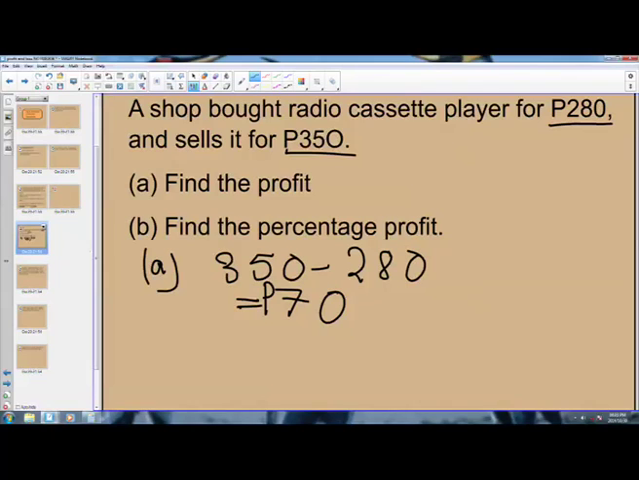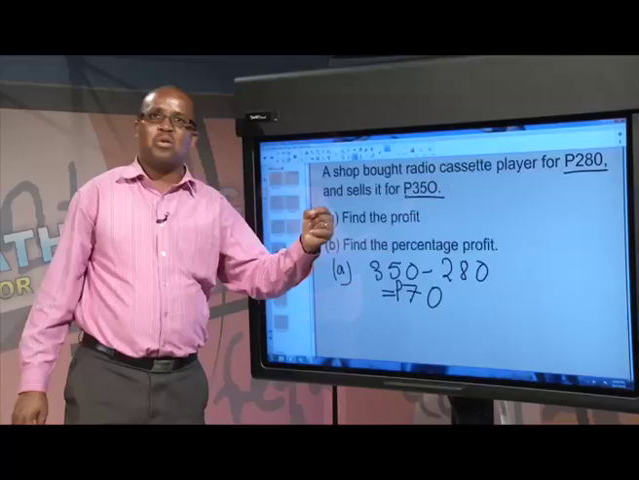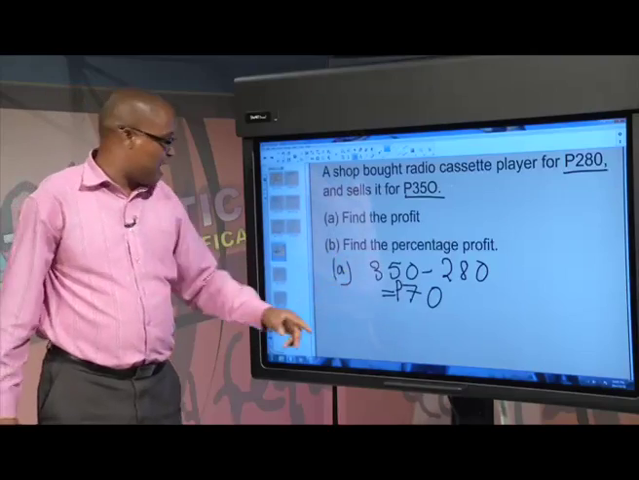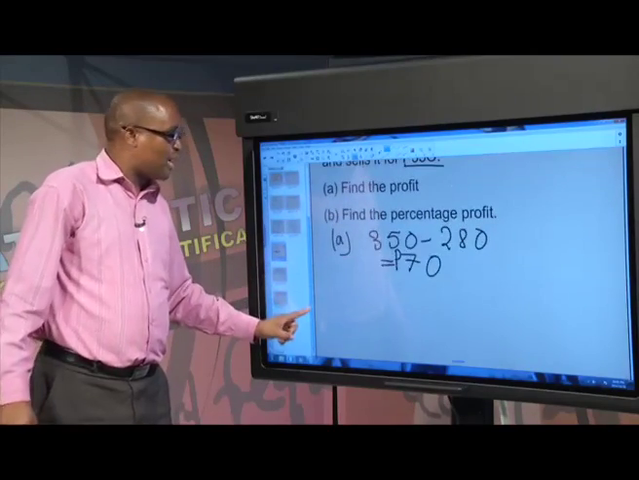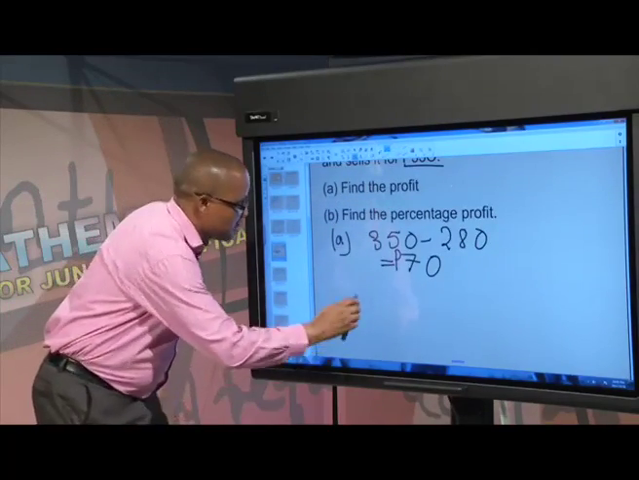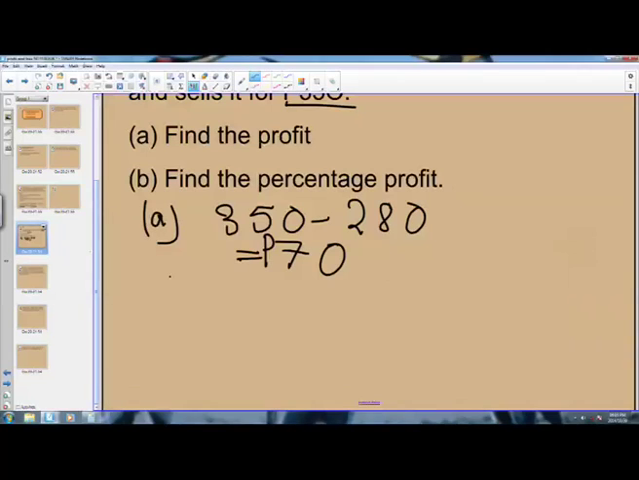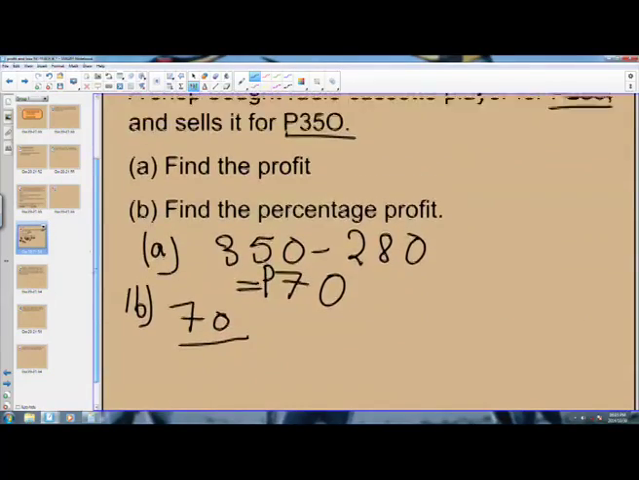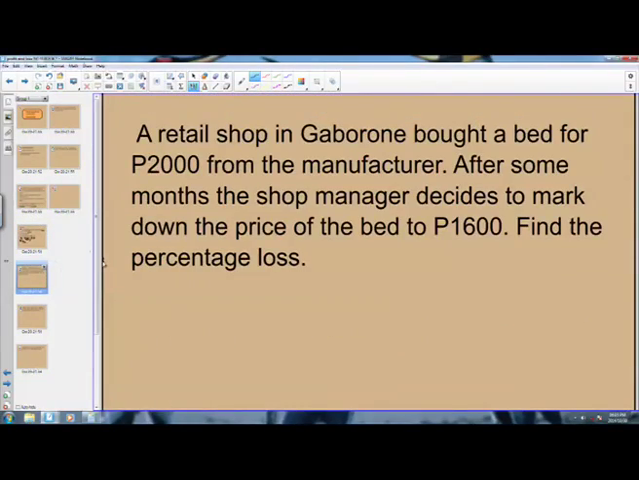This is our profit. Then B says find the percentage profit. Now, you are to find what the percentage profit here is. Remember, 70 pula is your profit. Now, what about the percentage profit? Percentage profit will be, this is your B now, 70 divided by the amount that you first bought this item for. So it's 70 divided by 280.